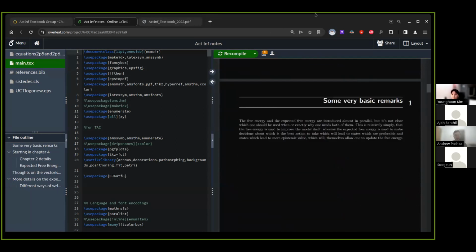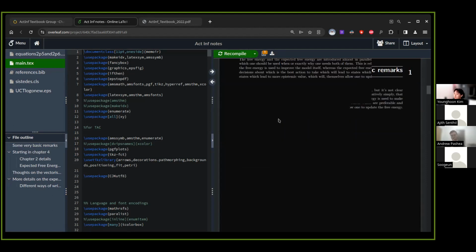Let's just read his basic remarks. Free energy and expected free energy are introduced almost in parallel, but it's not clear which one should be used when or exactly why one needs both of them. This is relatively simple: the free energy is used to improve the model itself, whereas the expected free energy is used to make decisions about the best action to take, which will lead to states which are preferable and states which lead to more epistemic value, which will themselves allow one to update the free energy. Awesome. Yeah, this looks really good.